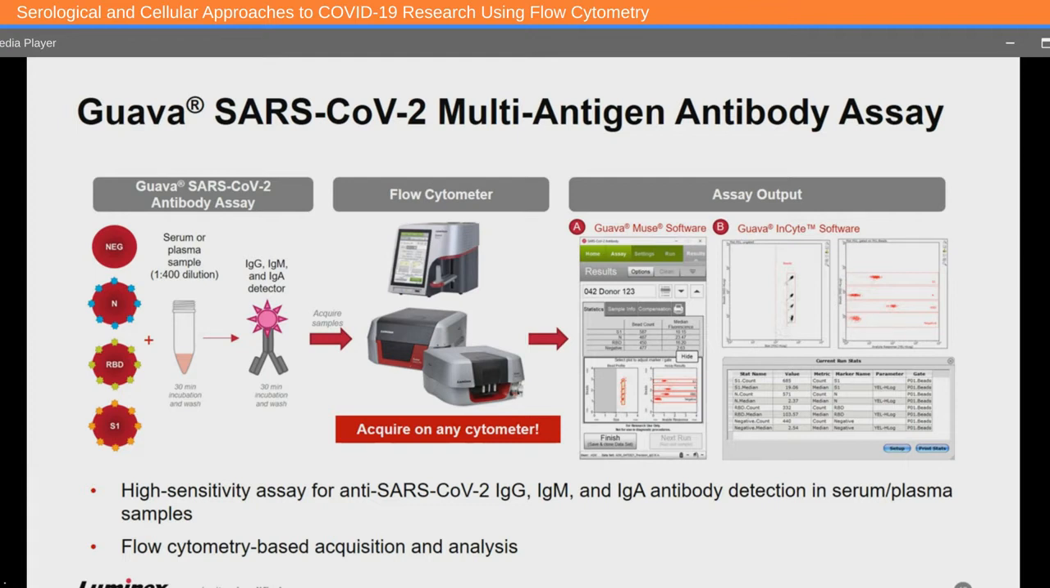Flow cytometry-based acquisition and analysis can be performed either using the assay on simplified platforms like the Guava Muse Cell Analyzer or on the Guava EasyCyte HT platforms. It can also be used on a third-party instrument equipped with a blue 480 nanometer or green 532 nanometer laser. Outputs from the assay can be used to interpret the presence of antibodies in the sample being studied.